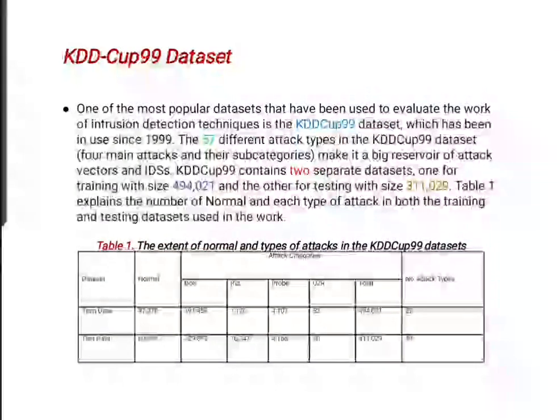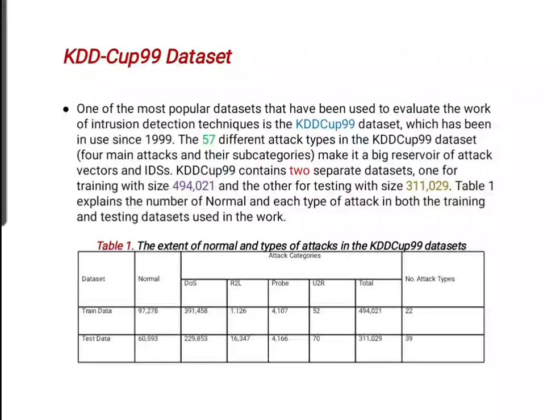One of the most popular datasets that have been used to evaluate the work of intrusion detection techniques is the KDD-CUP99 dataset. The 57 different attack types in the KDD-CUP dataset make it a big reservoir of attack vectors for IDS. KDD-CUP contains two separate datasets, one for training with the size 494,021 and the other for testing with size 311,029.